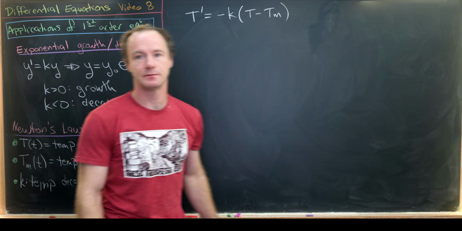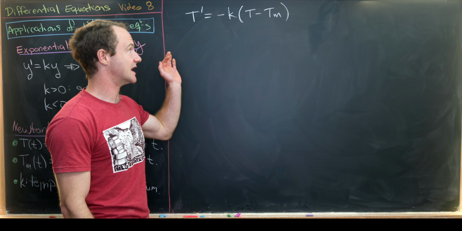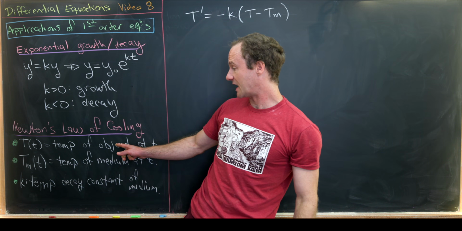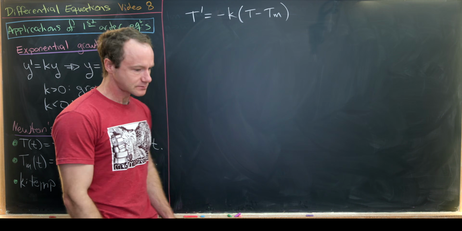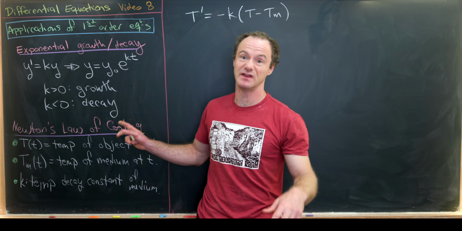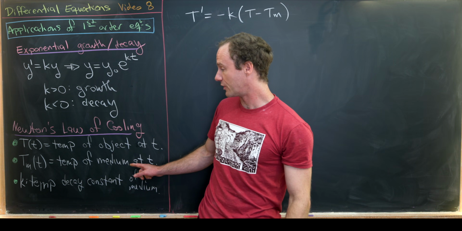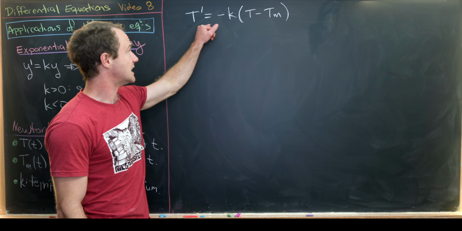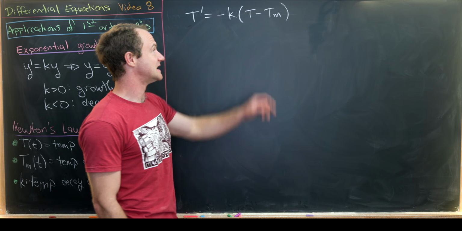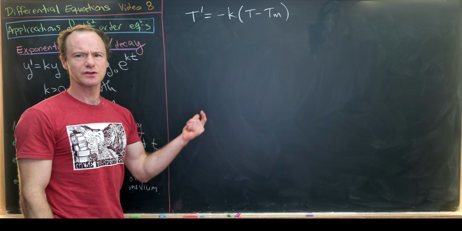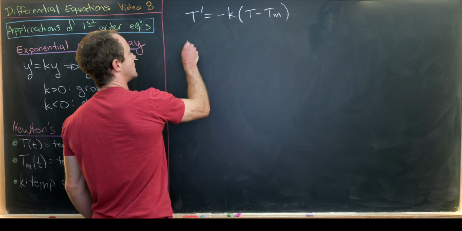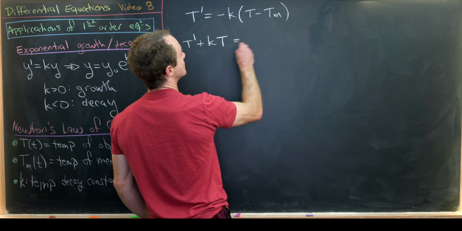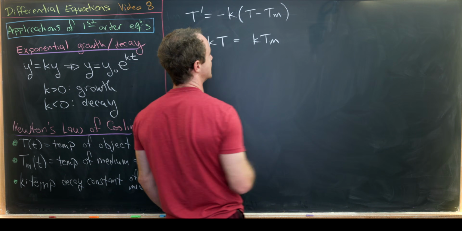Newton's law of cooling says that the following differential equation is satisfied for the change in the temperature of our object. Notice the temperature of our object is the unknown function, whereas we will know the temperature of the medium function. So we've got T prime equals minus k times (T minus Tm). Let's reorganize this a little bit. We'll have T prime plus k times T equals k times Tm.